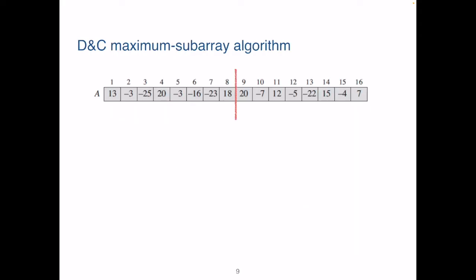Let's see how this problem can be solved using divide and conquer. Given a list or an array A, we can find its middle point and split it into halves. Then we can apply the same algorithm on its two halves.